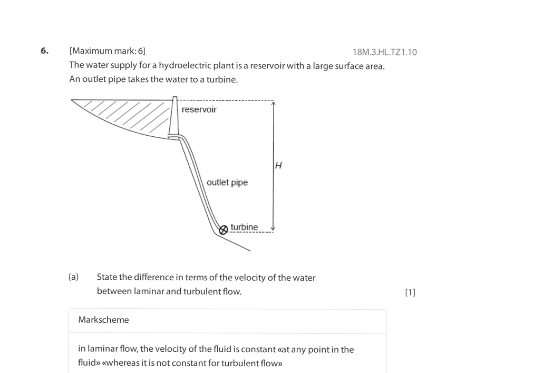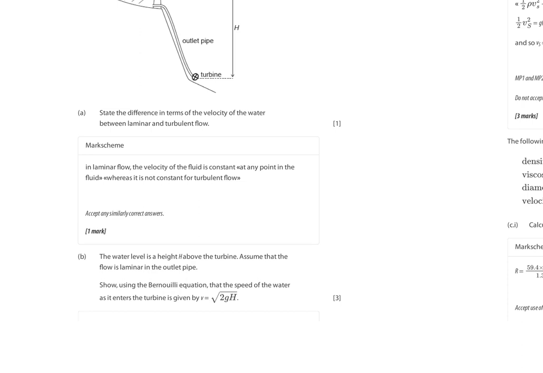So we have number 6, which is talking about a reservoir that's open to the atmosphere, and then there's an outlet pipe that leads down to a turbine, and the difference between the top of the reservoir and where the turbine is height h. First question A says, state the difference between laminar flow and turbulent flow.